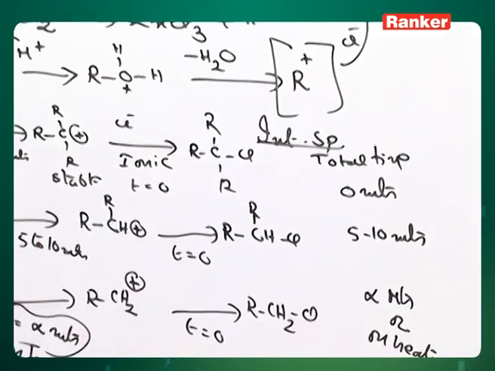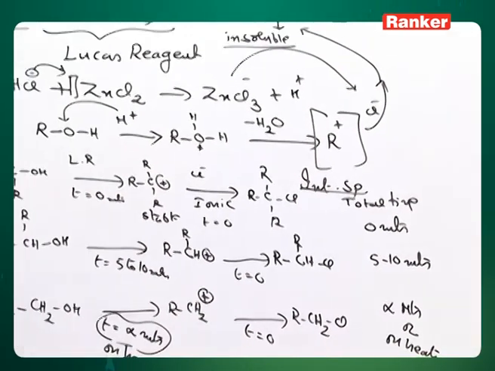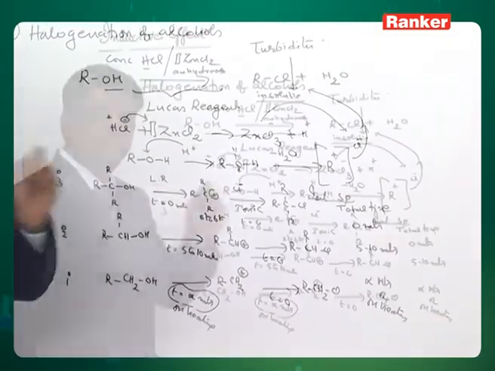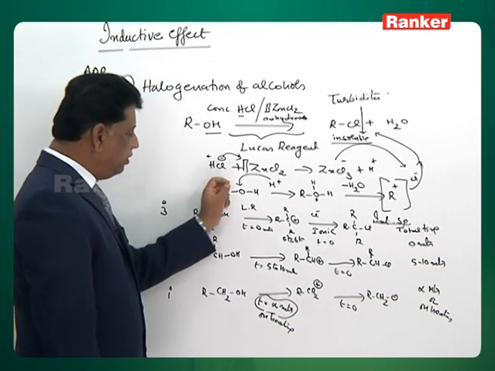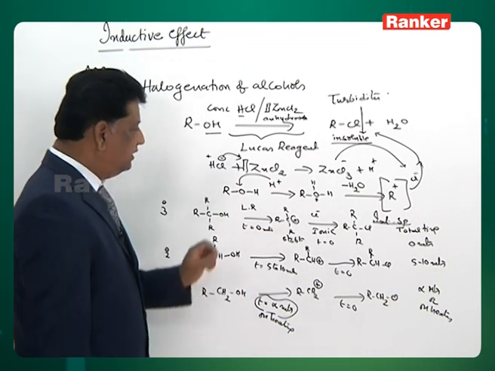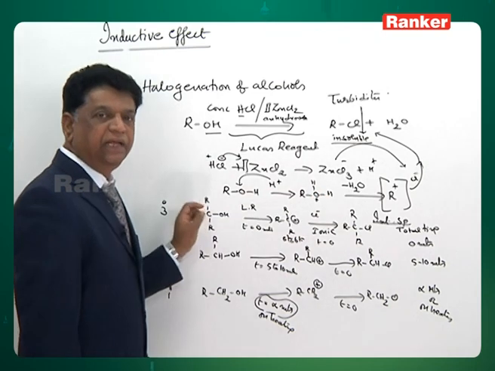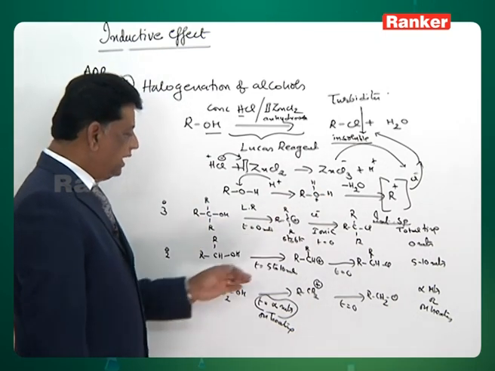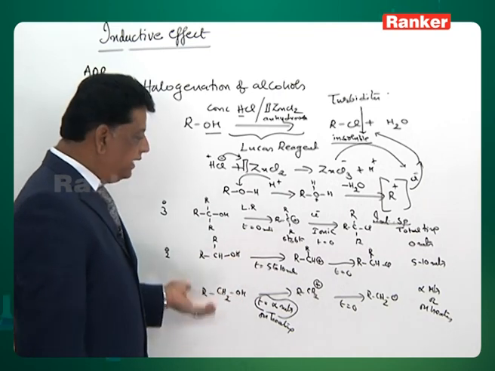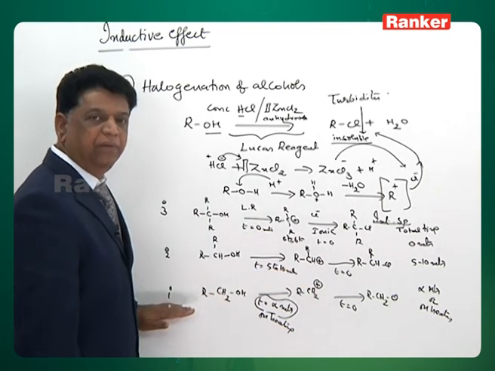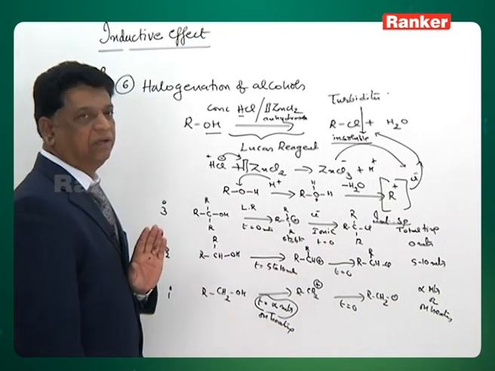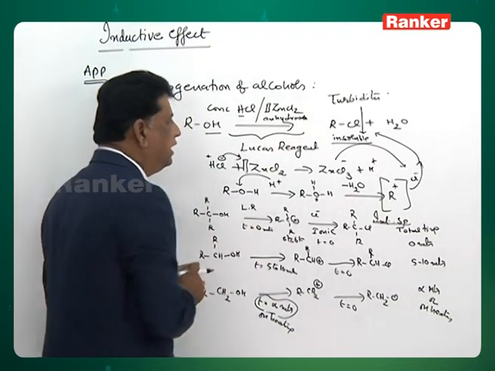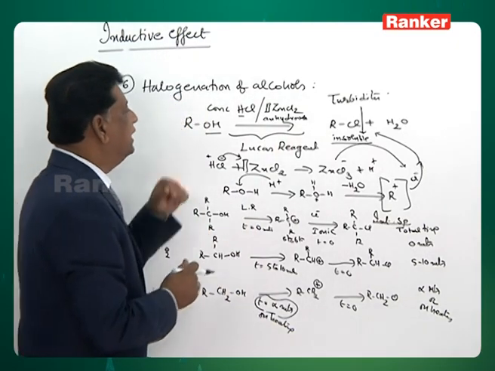Now, beautifully, you can implement this concept on 3 different flasks or test tubes having 3 different types of alcohols. Add Lucas reagent to all of them. If you get turbidity with no time, it is tertiary. After 5 to 10 minutes, it is secondary. If there is no reaction on waiting and only heating gives the reaction, it is primary. So, you can differentiate the alcohols. The halogenation of alcohols has one beautiful concept using the Lucas reagent.